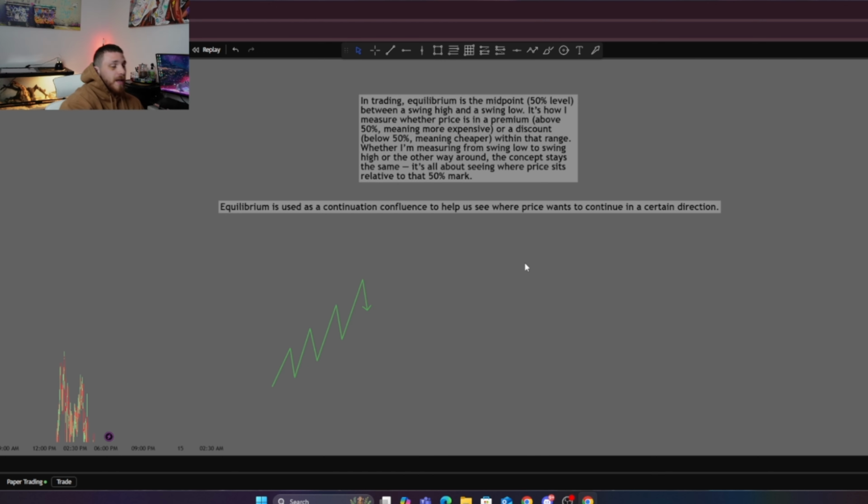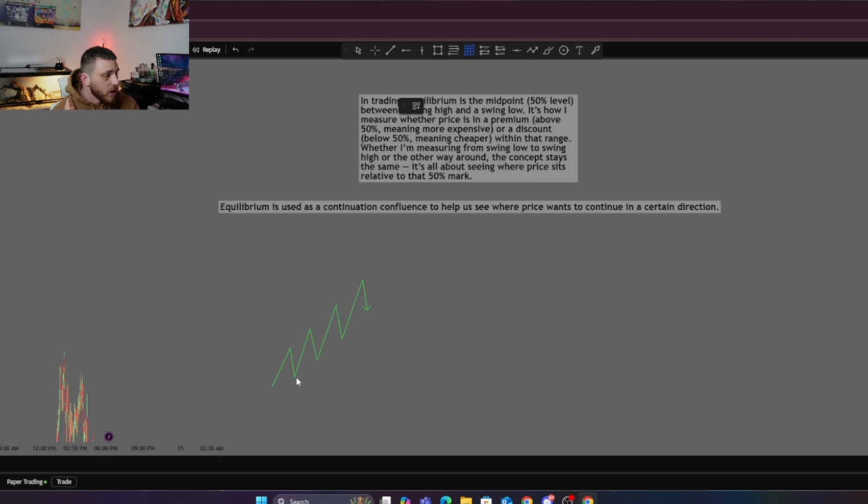Alright, so if we are in an uptrend, we are forming higher highs and higher lows, correct? What we are going to do if we are in a bullish trend, again, we're just going over how to draw what equilibrium is. We're going to use the GAN box. And if we want to look for a continuation in an uptrend, that's where the second thing's going to come in. Equilibrium is used as a continuation confluence to help us see where price wants to continue in a certain direction. So again, we're just not taking entries off of equilibrium.